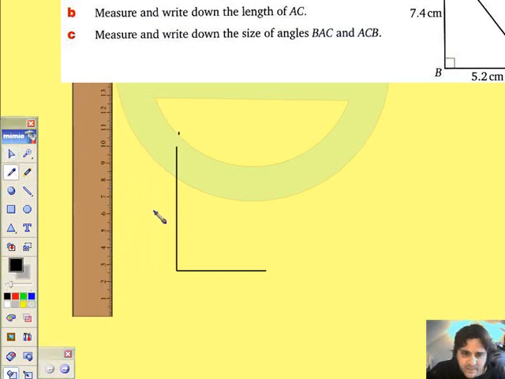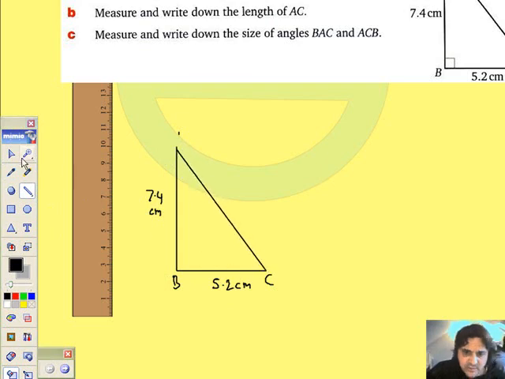Just label up there. So it's 7.4 centimeters according to the scale of my ruler. And 5.2 across here. And what have I got? I've got B, I've got C, and now I've got to join the ends like so to complete my triangle. And that is the vertex or corner A. Let's get rid of that little dash there because that's not required now. Right, so there it is, and it's 90 degrees. So I've made an accurate drawing as best I could on the screen. Write down and measure the length of AC.